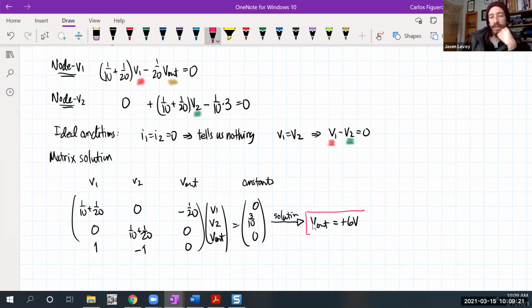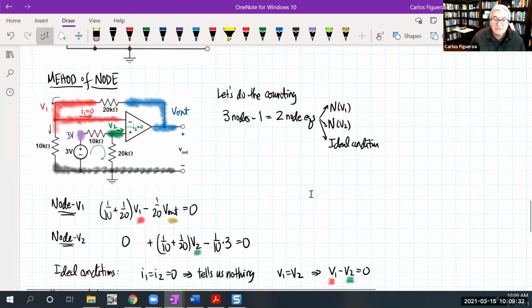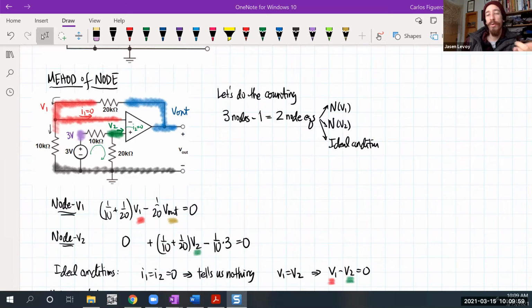Carlos, this is at the very least inconsistent use of language. You're calling V out not a node, but you're using it in a node equation and then solving for it. What you're saying is that you wrote this node equation for V1, as in it is the node to which the 1/10 and the 1/20, those are the resistors, connect.